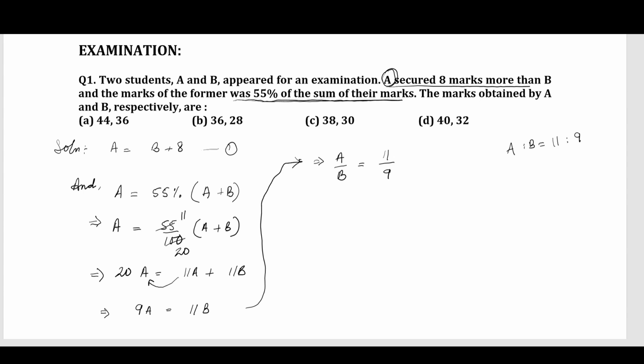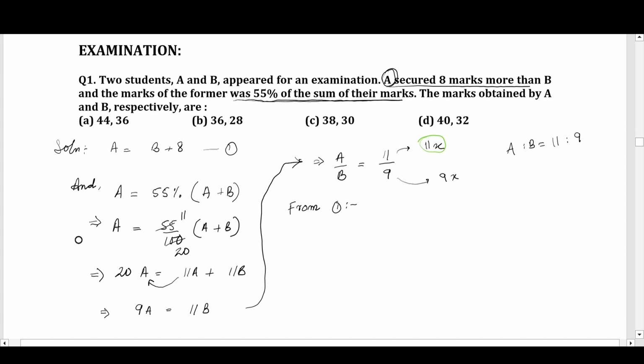So A is 11x and B is 9x. Now from equation 1, A is equal to B plus 8. So A is 11x.